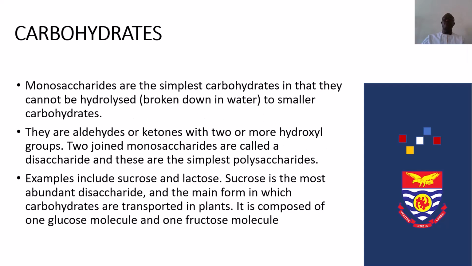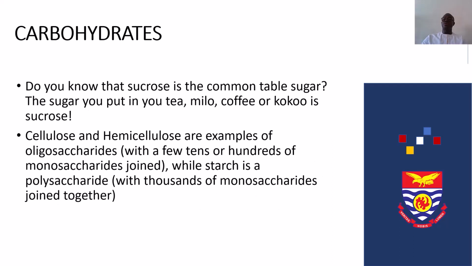So monosaccharides are the simplest carbohydrates in that they cannot be hydrolyzed into smaller carbohydrates. They are aldehydes or ketones with 2 or more hydroxyl groups. 2 joined monosaccharides are called a disaccharide, and these are the simplest polysaccharides. Examples include sucrose and lactose. Sucrose is the most abundant disaccharide and the main form in which carbohydrates are transported in plants. It is composed of 1 glucose molecule and 1 fructose molecule. Do you know that sucrose is the common table sugar? The sugar you put in your tea, Milo, coffee, or cocoa is sucrose.